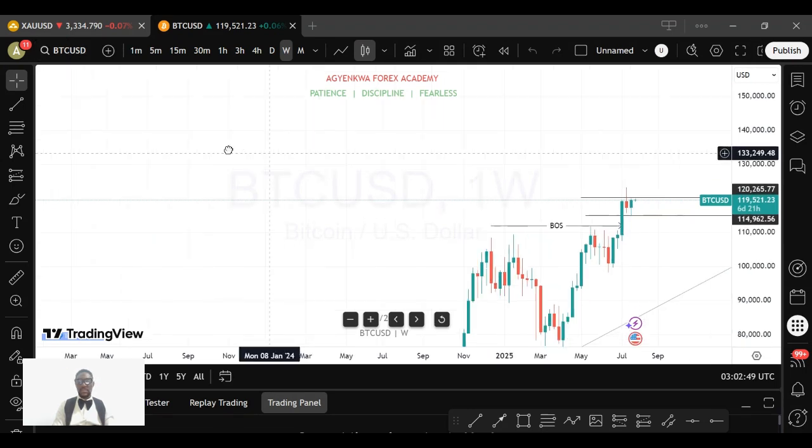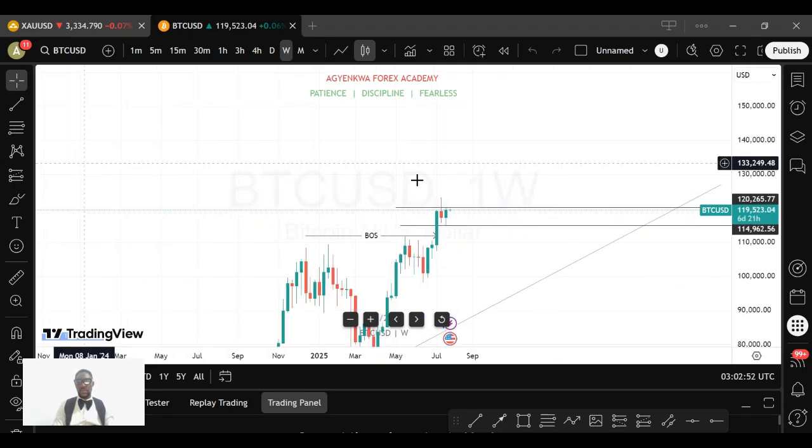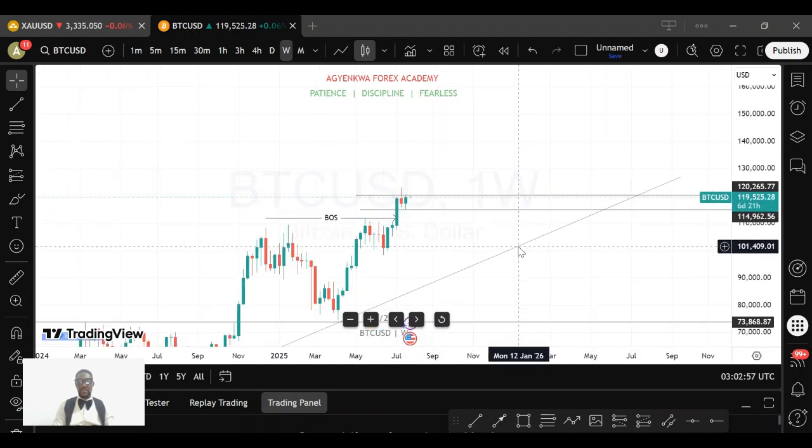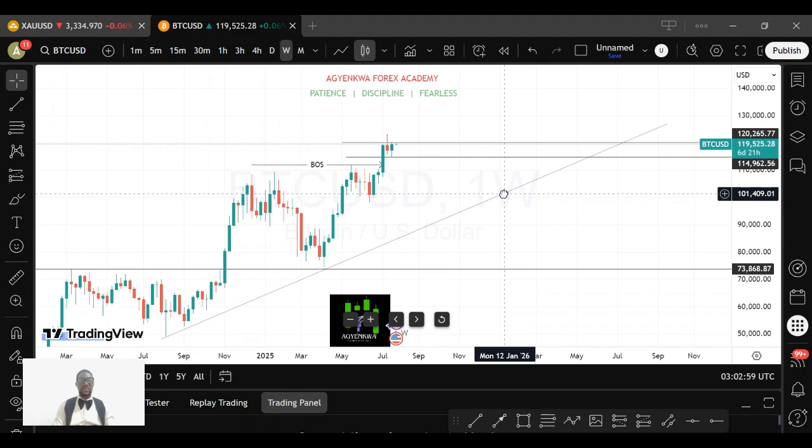Now let's go to BTC as well and see what is happening there. On BTC, this is our weekly time frame. We find that BTC is also in some kind of bullish momentum. They've broken this structure here, and then we see a retest. This is a weekly time frame. We see a retest on this. So these are previous weekly support and current weekly resistance.